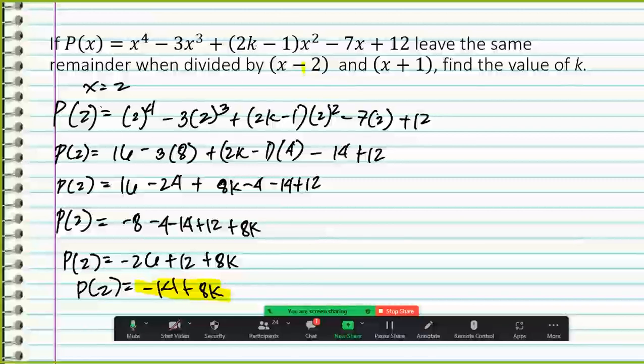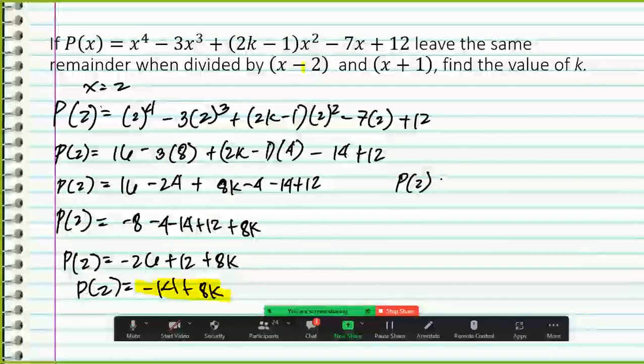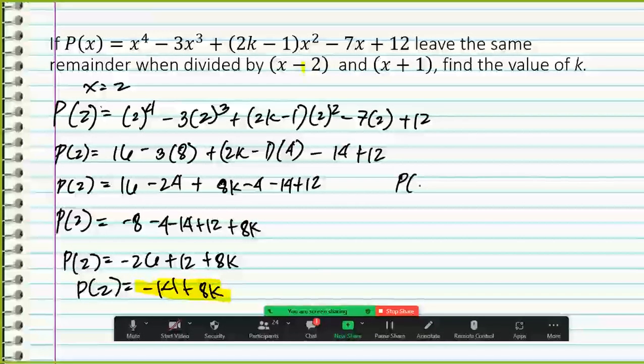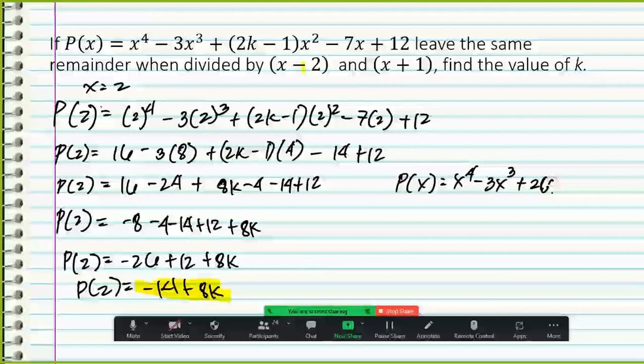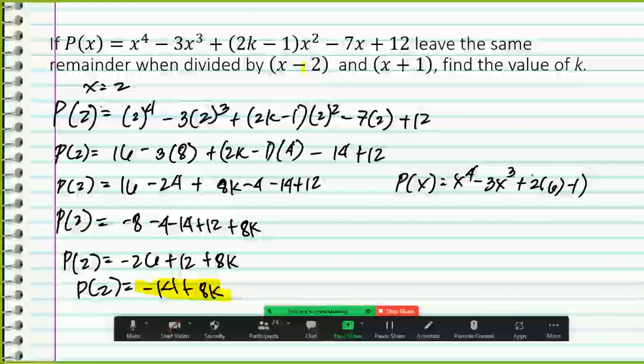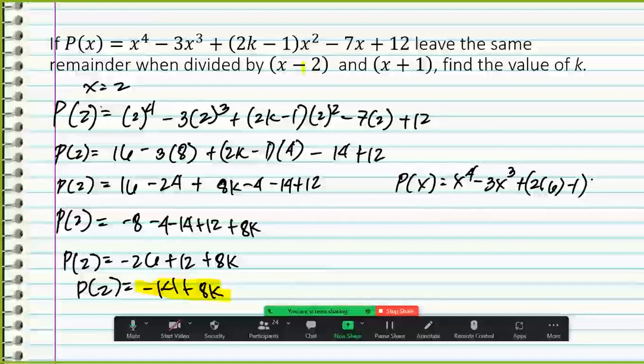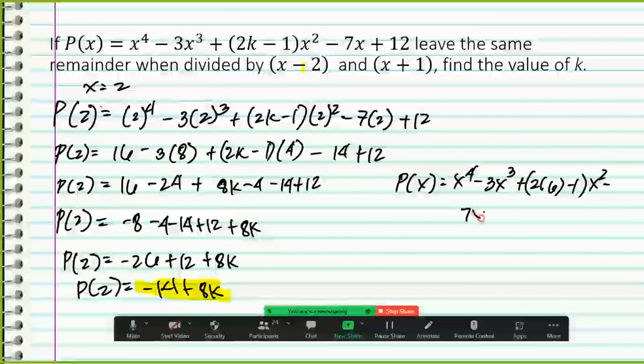So as you can see, this is the given polynomial function, but it is not well written kasi wala pa siyang value of k. So we have to replace variable k with the value of 6. Okay? So we have p of x equals x to the fourth minus 3x cubed. Then inject natin yung ating 6 here. So we have 2 multiplied by 6 minus 1. Then we have, close and open parenthesis, x squared minus 7x plus 12.